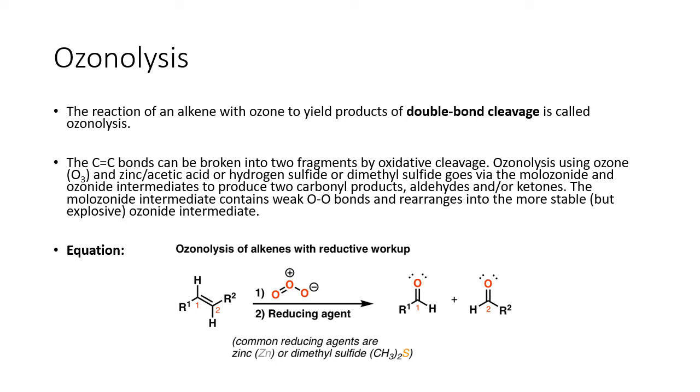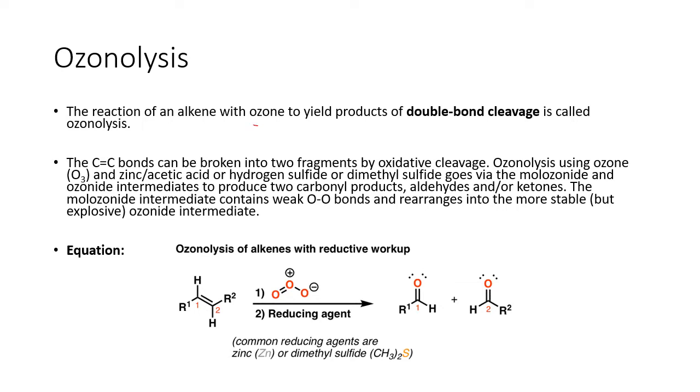Next, we're going to look at a couple more reactions of alkenes. Ozonolysis is a reaction where we take an alkene and essentially cleave or break the pi bond and the sigma bond present. That's what makes it unique, because up until now our reactions have only been breaking the pi bond and the sigma bond was left intact.